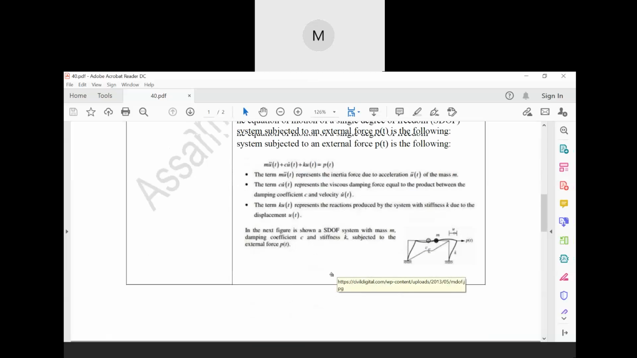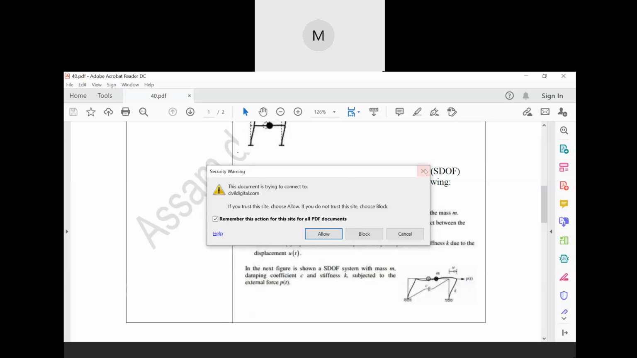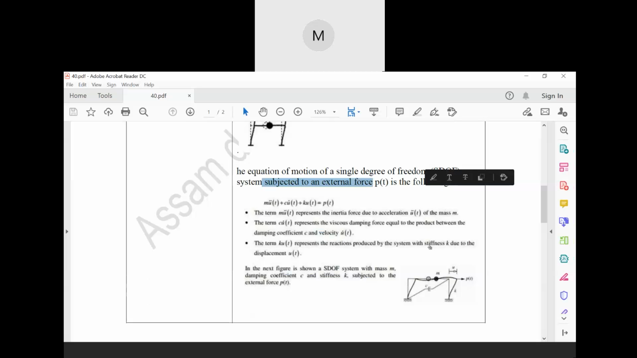Now this is the formula. Look, the equation of motion of a single degree of freedom system subject to an external force is the following equation. Now, m u double dot t means double differentiation. Then c u dot t means it is differentiated with respect to t. Then k u is equal to P t.